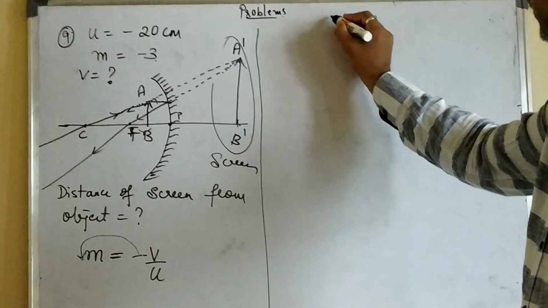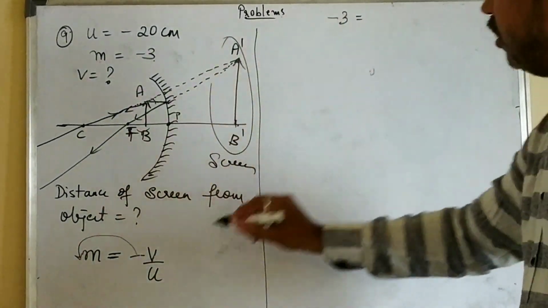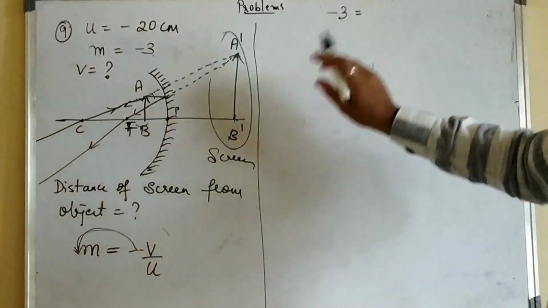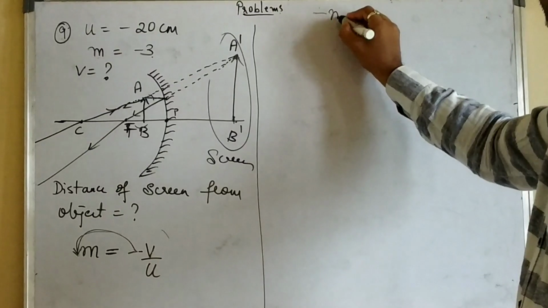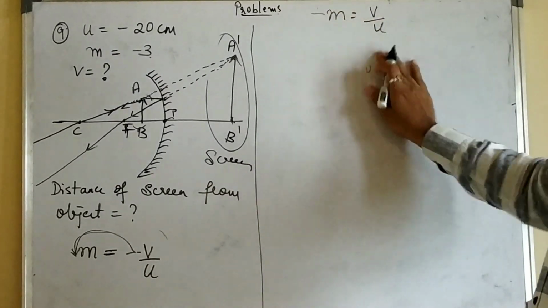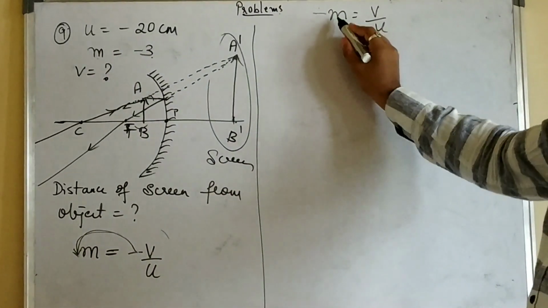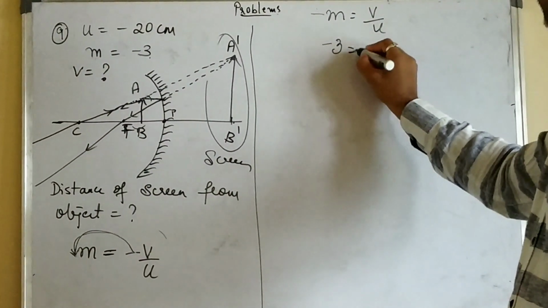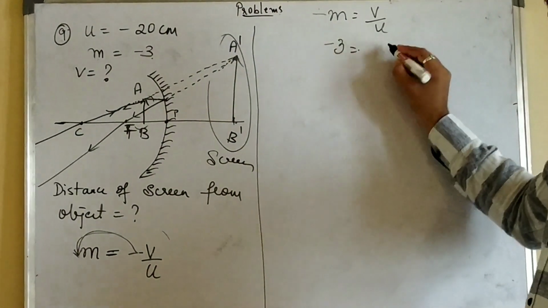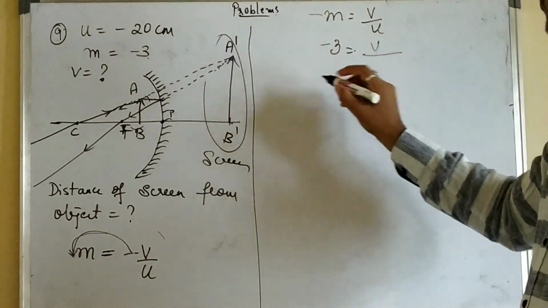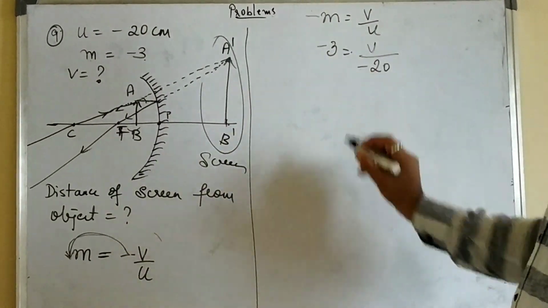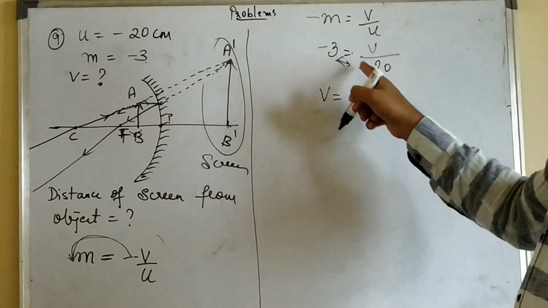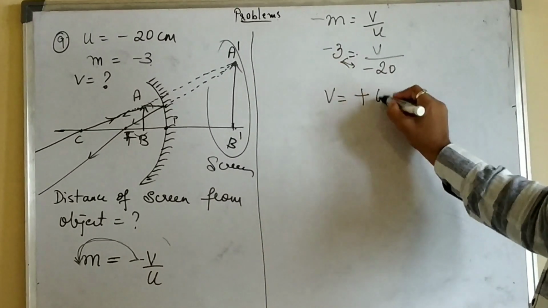So what I will do, that minus sign, if it goes to the left side, you are left with only V by U, or I can even write this as minus M is equal to V by U. Okay, so what is this minus M you have here? That is minus 3 is equal to V, which you don't know, divided by U, which is minus 20. Now cross multiply it.